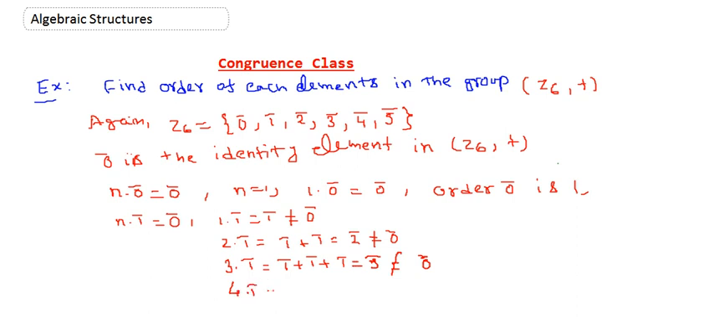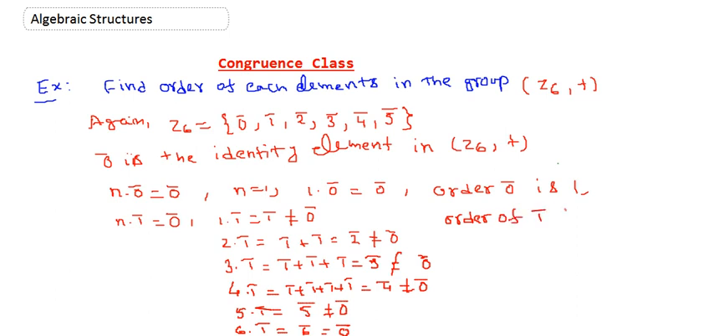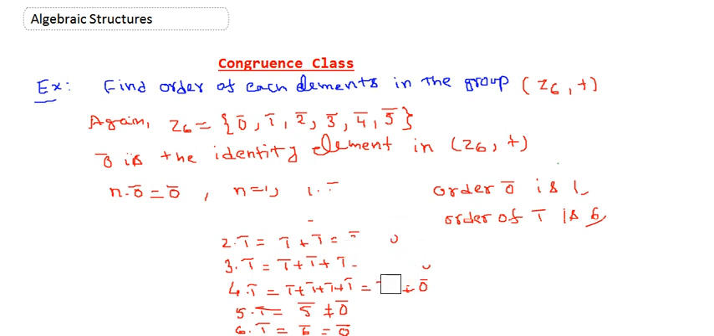Next, 4 into 1 bar. We get 1 bar plus 1 bar plus 1 bar plus 1 bar, which gives 4 bar, again not equal to 0 bar. Similarly, 5 times 1 bar is 5 bar, not equal to 0 bar, and 6 times 1 bar is 6 bar. Now if I divide 6 by 6, we get the remainder 0. So 6 bar in the group Z6 is equal to 0 bar. So the order of 1 bar is obviously 6. Next we are going to find the order of the element 2 bar. Let me erase the whole part from here.